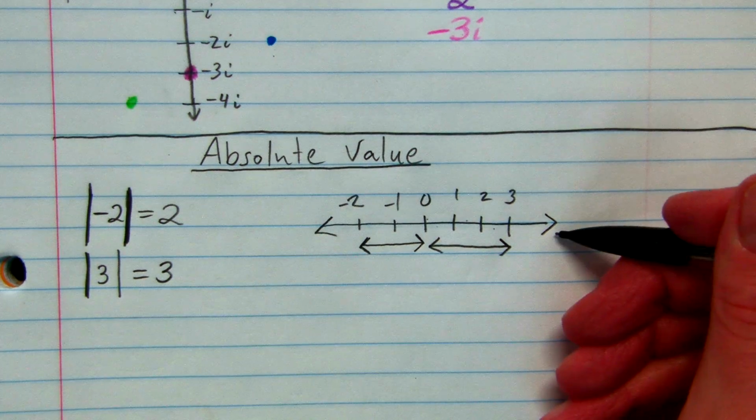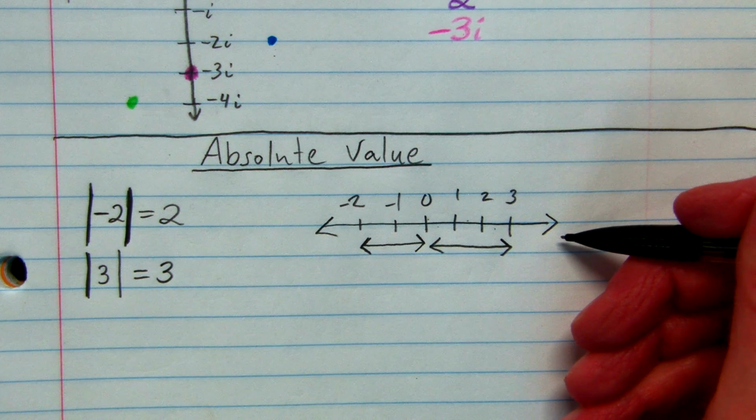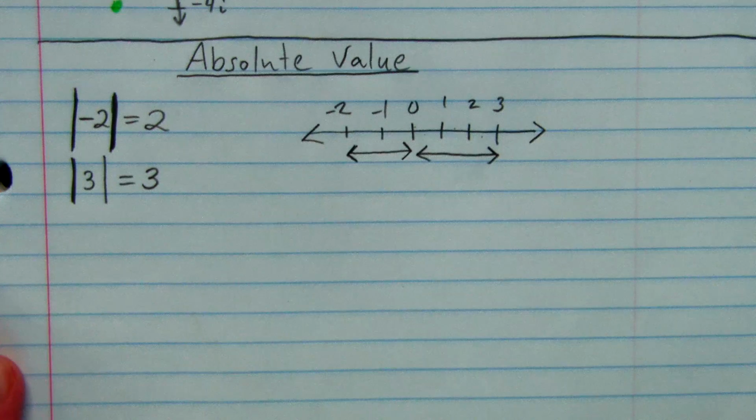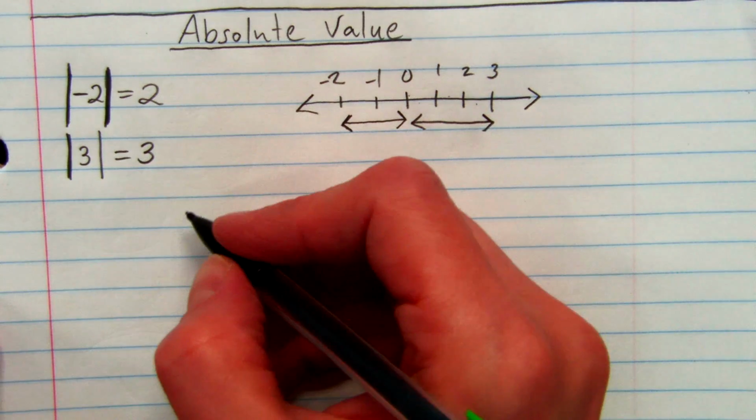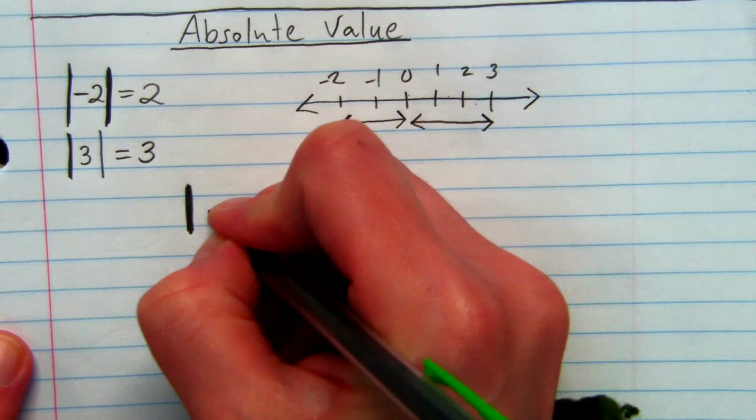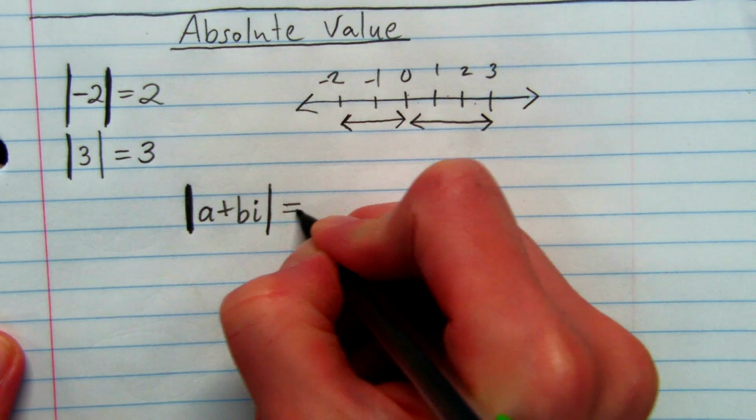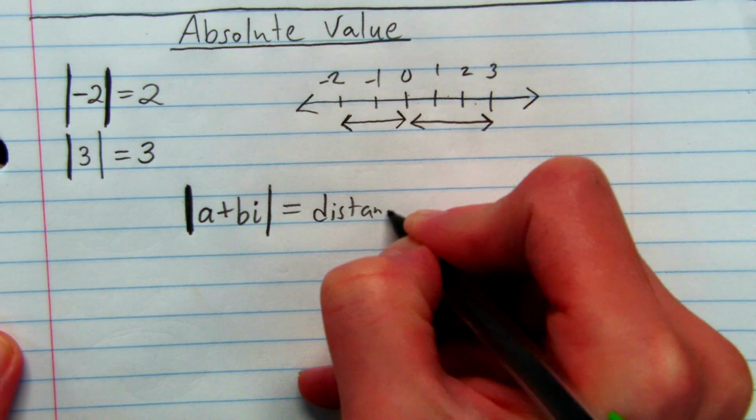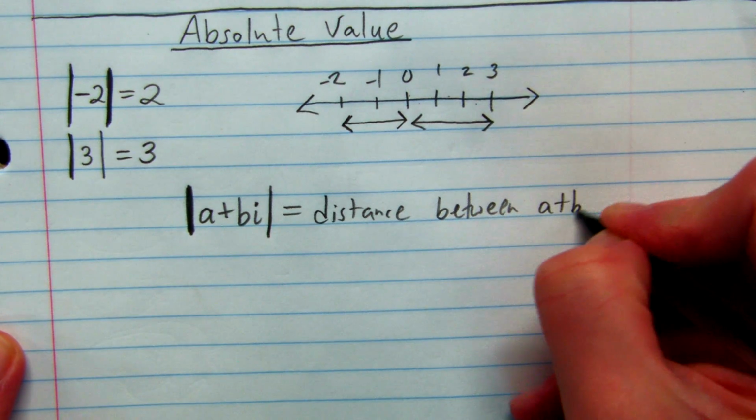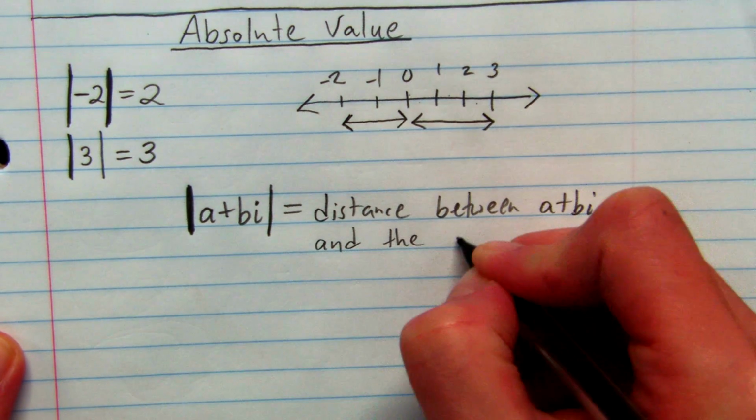This is one-dimensional. When we start doing complex numbers, they are two-dimensional, and you do have the real and imaginary axis. And so we would be looking for the distance between the number and the origin. So I'm going to give you a definition down here. I'm going to make a big absolute value bar and put a plus bi inside that. And that basically means the distance between a plus bi, whatever that complex number is, and the origin.